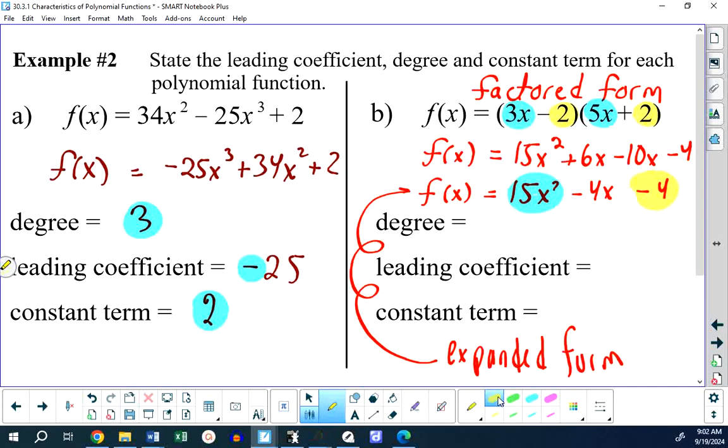So we didn't need to FOIL. We could have just gone first and last. Anyway, the degree is 2. The leading coefficient is 15. And the constant term is negative 4. Are we okay with that?